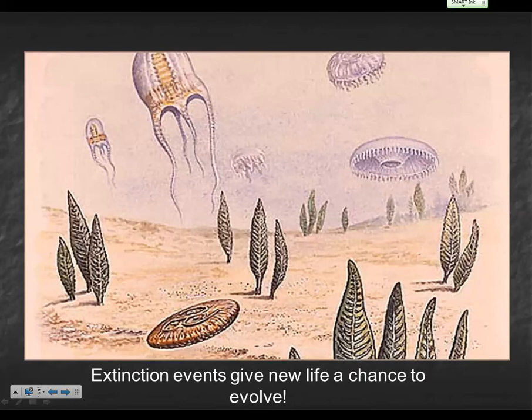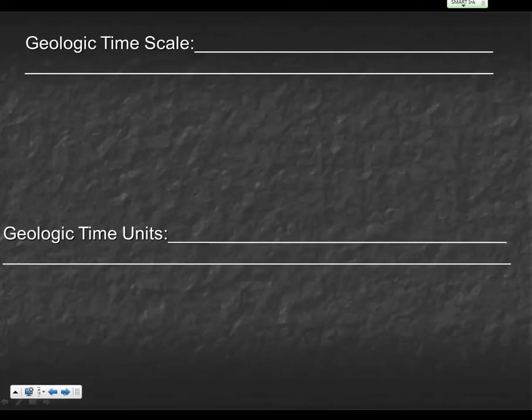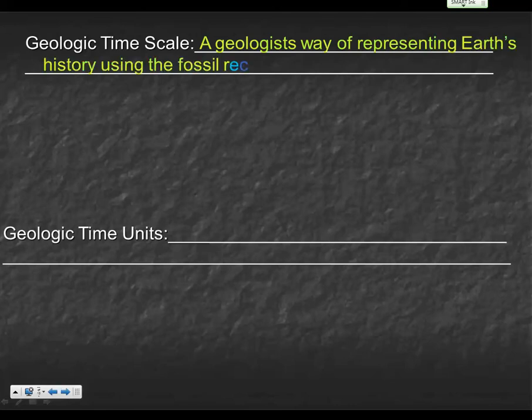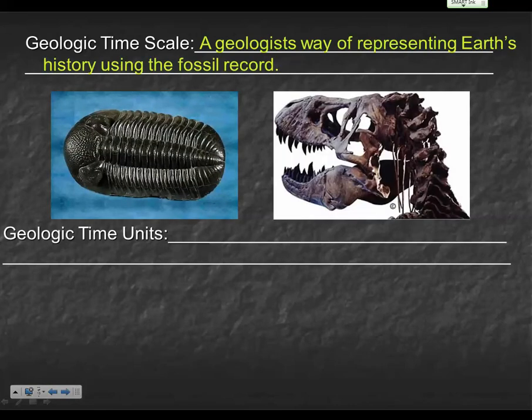And here's a type of life form that has gone extinct, the Ediacaran fauna. Ancient sea life, multicellular. So in a few moments we're going to be looking at the geologic time scale in our reference tables. It's the way geologists represent Earth's history using the fossil record. When we look at this scale, it was mainly built, not all, but mainly built on the evidence from fossil life.